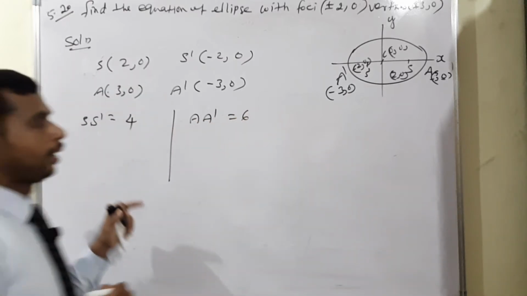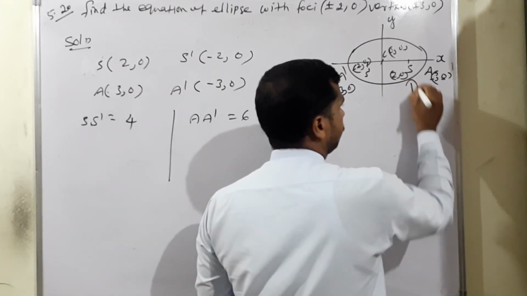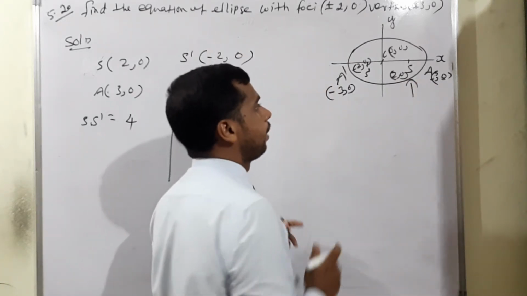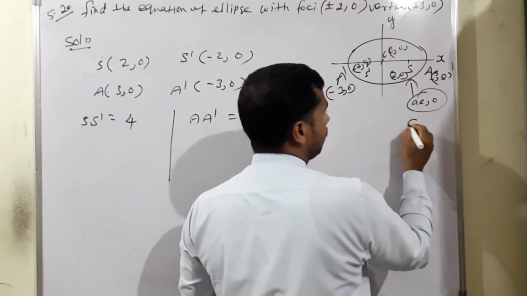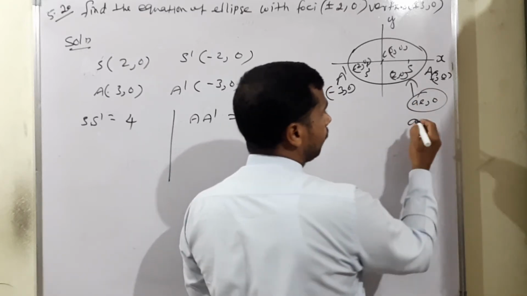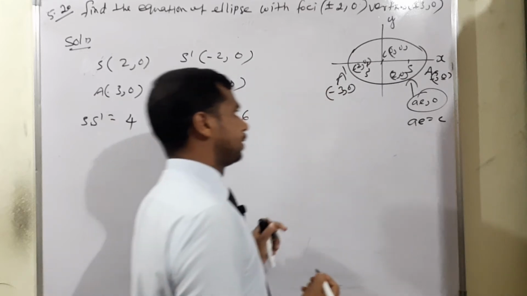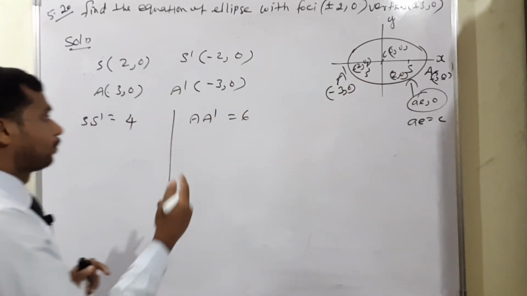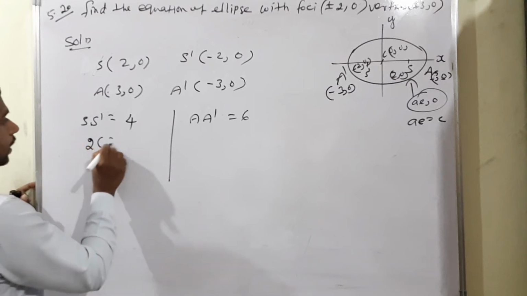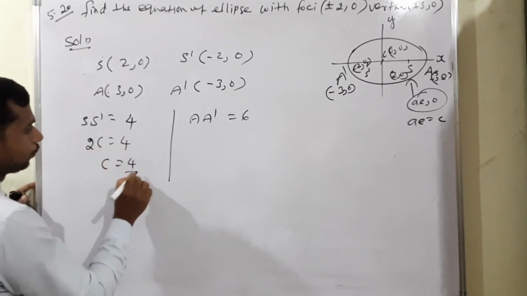Already we know the foci. Whenever we have discussed in the concept, foci means consider AE comma 0. So AE here, whenever using in the problem, the A value will be equal to C, isn't it? C means one side C, opposite side also another C. Therefore, 2C is equal to 4, means C is equal to 4 by 2.